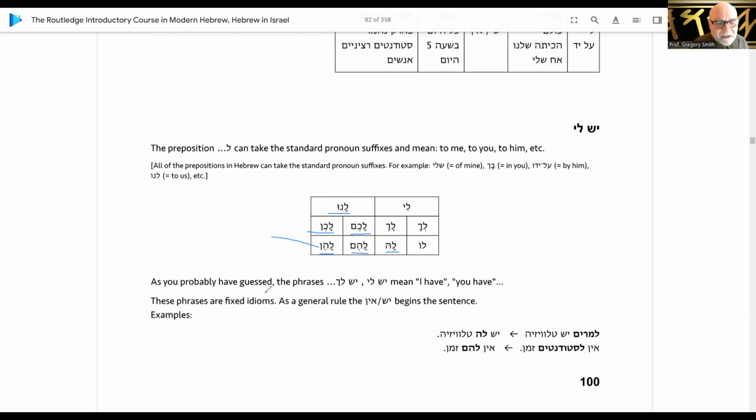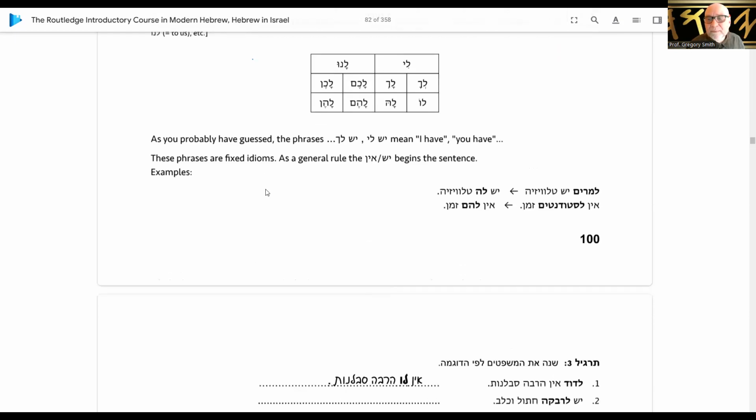So as you probably have guessed, the phrases yesh lecha and yesh li mean you have or I have. Okay, these phrases are fixed idioms. As a general rule, yesh and ein begin the sentences. Okay, so that's pretty simple, very straightforward there.